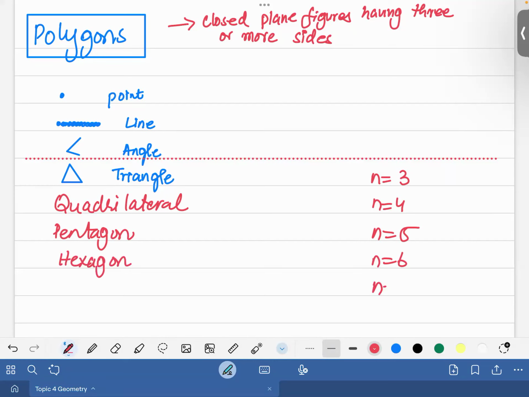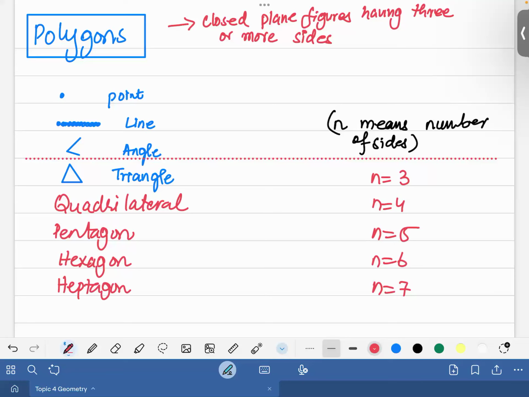Sir, what is n? Beta, what is this n representing? n means number of sides. n means number of sides. Okay? Number of sides. Okay. When n is equal to 7, it is a heptagon.